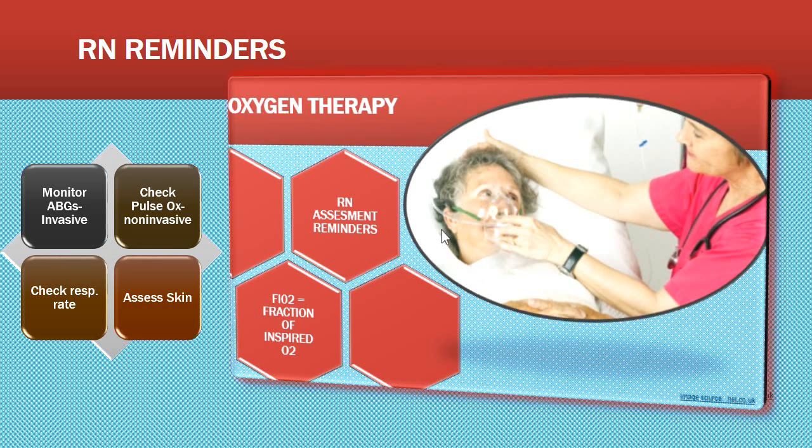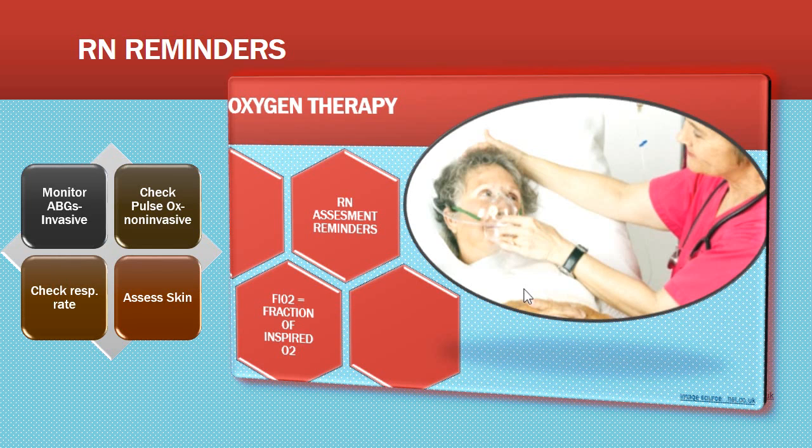We know that ABGs is the best measure for determining the need for oxygen and for evaluating whether the effects of oxygen are working. But we also know that ABGs are very invasive, so the fastest and non-invasive way to check this would be pulse oximetry. We want to monitor the rate and the depth of our respirations for our patient. We want to do that every hour for any patient that has hypercapnia and CO2 narcosis who is receiving oxygen by mask or nasal cannula.